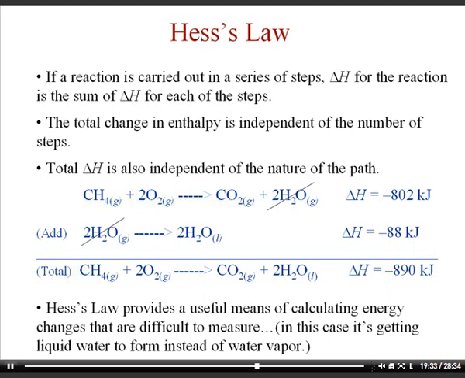The reason we have Hess's law is because it's a very useful way to calculate energy changes that are often difficult to measure. For example, if you were to burn methane and oxygen, you're probably not going to get liquid water. You're going to get water vapor because it's so hot. So if you wanted to calculate the energy released if it were to produce liquid water, this would be a great way to do it. You could form the gaseous water, then find the reaction for gaseous water to liquid water, and you would get the negative 88 kilojoules added to the negative 802 for a grand total of negative 890.